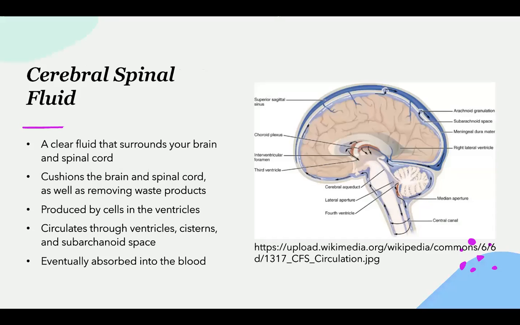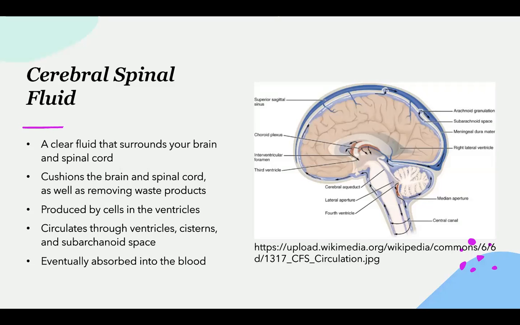Lastly, I will discuss the CSF, or the cerebral spinal fluid. This is a clear, watery liquid that surrounds the brain and spinal cord. The function of the CSF is to cushion the brain and spinal cord and to remove waste products as well.